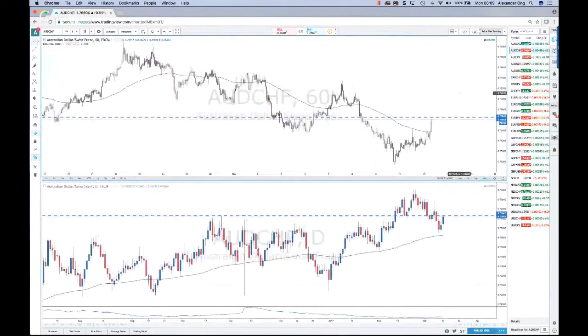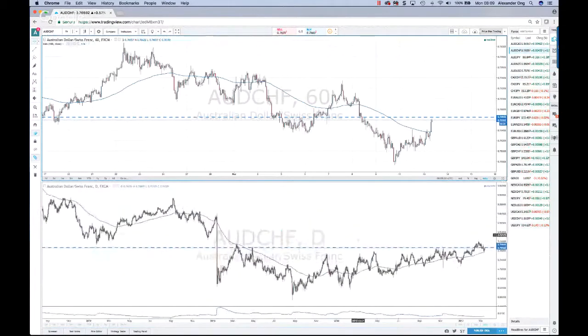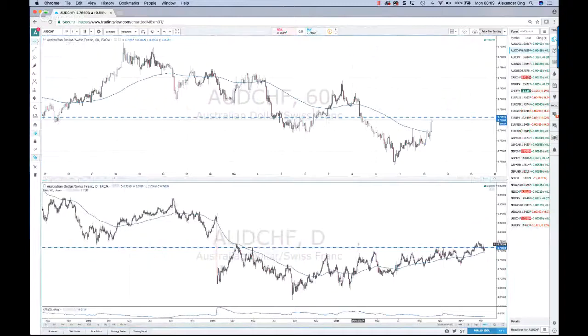The Aussie Frank is a little bit different. I've put in this resistance level here, which is where the market previously came to and sold off from. Now it's broken through that level. If we zoom out a little bit, you can see that it broke through an even bigger level over here and rejected that level.